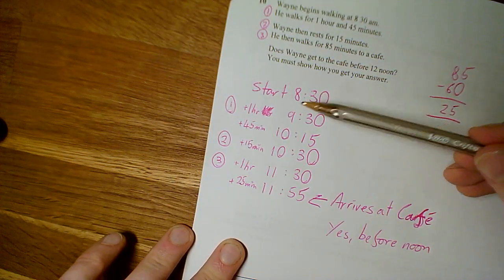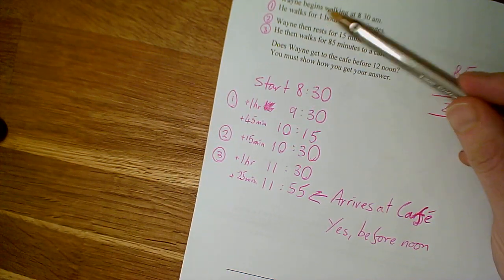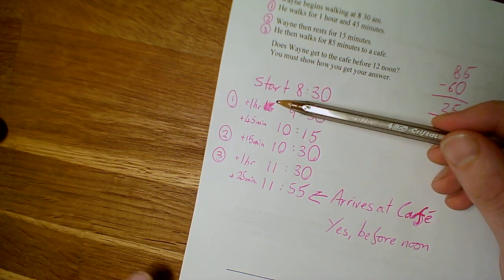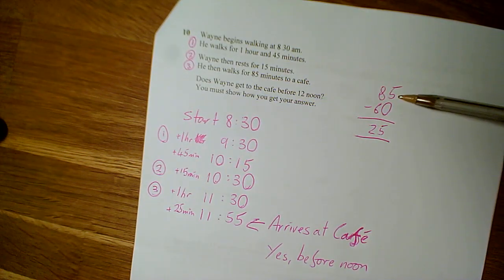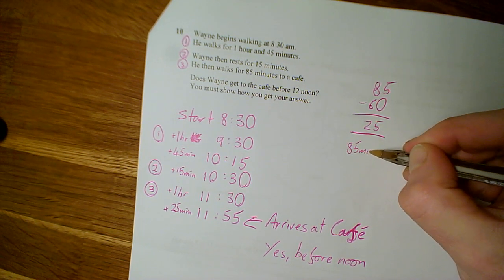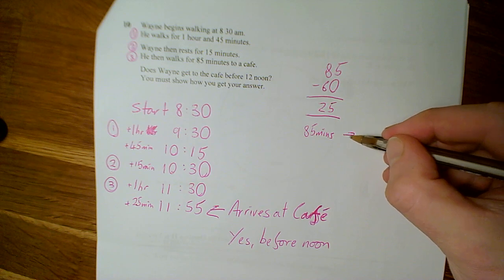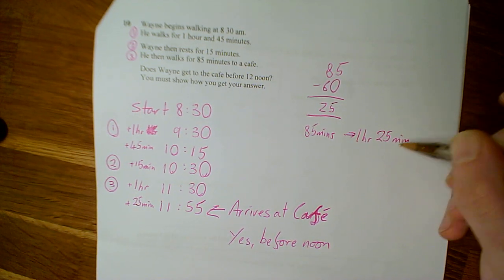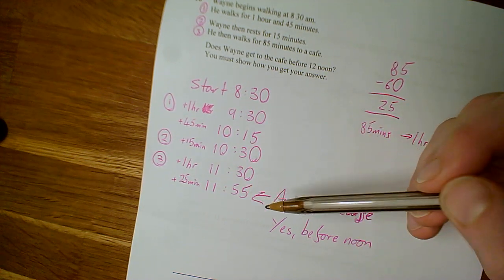So the key bit here is think about what you're doing. Maybe break down big ones, hour and 45 minutes, into 2 separate stages. Less likely to make a mistake. 85 minutes, turn it into hours and minutes. It makes it easier to add things on in different stages.